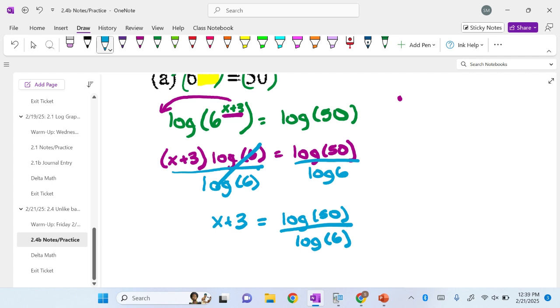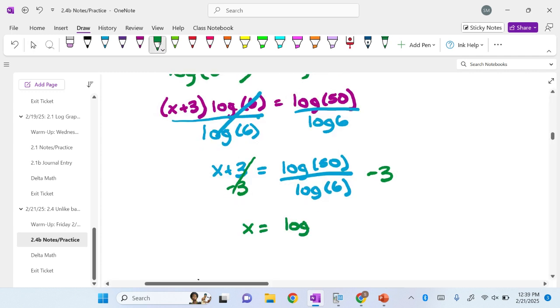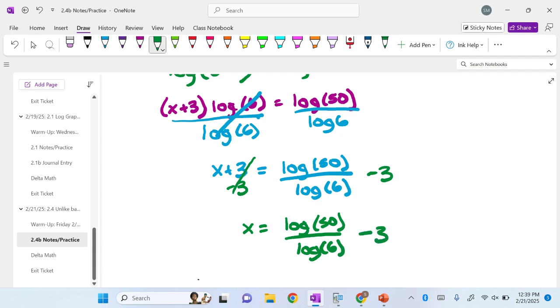All right. So how does it get rid of that nagging 3? You subtract it by 3. So we subtract 3 from both sides. This goes away. We get x is equal to the log of 50 over the log of 6, all minus 3. So if it helps to remember that's all minus 3, put that in parentheses.